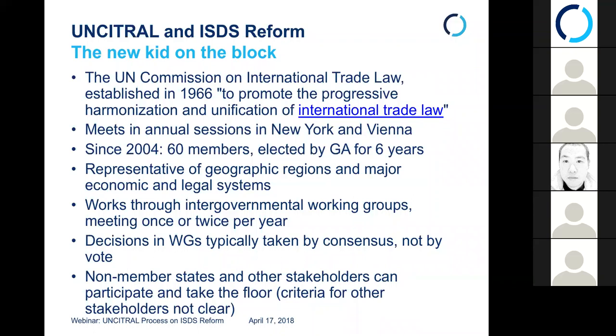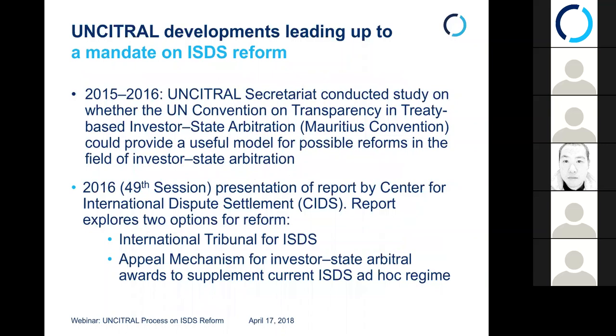Then the new mandate on investor state dispute settlement reform of UNCITRAL. How did we get there? It really started in 2015, 2016, when the Secretariat presented a report to the Commission on the creation of a multilateral or international tribunal for investor state dispute settlement, and alternatively, an appeal mechanism for investor state arbitration awards that would supplement the current ad hoc arbitration system.